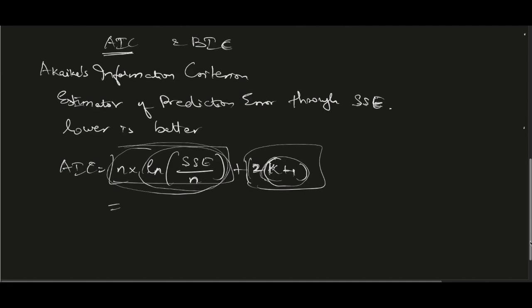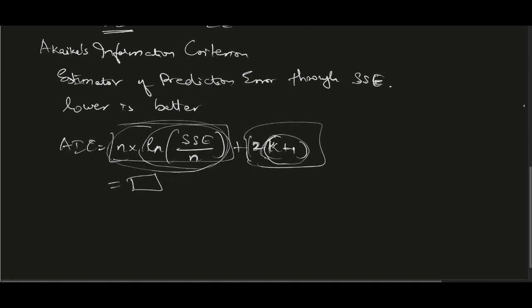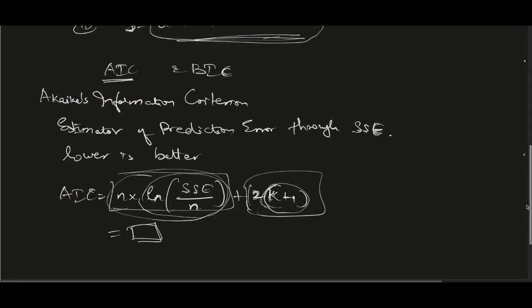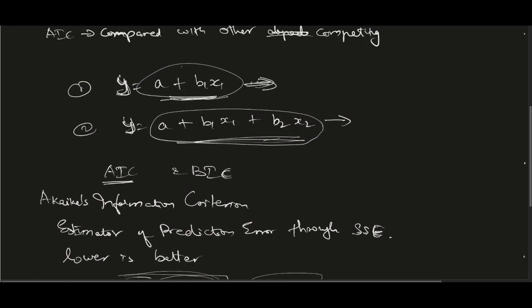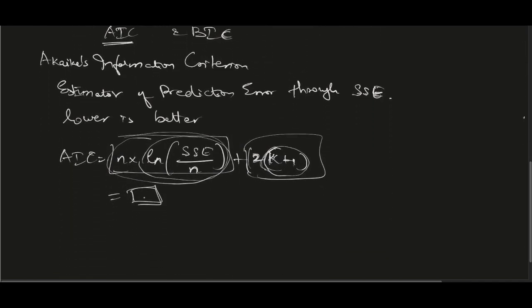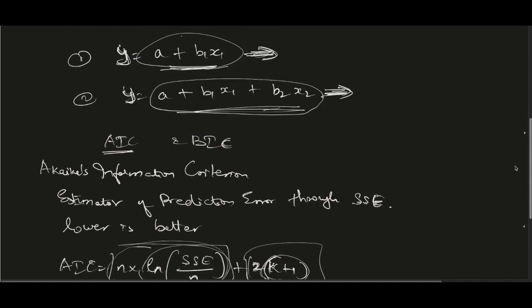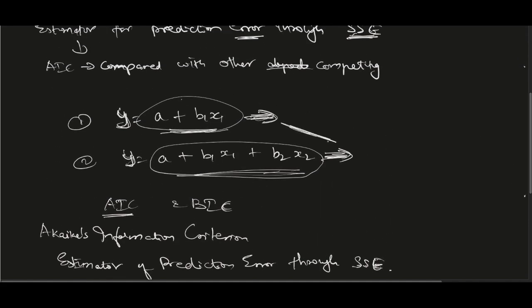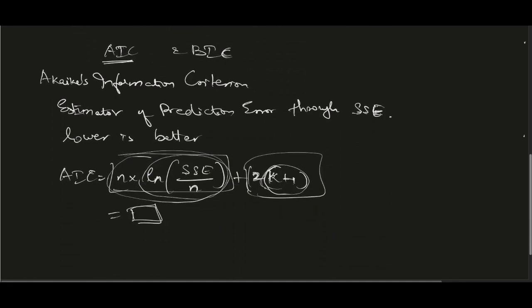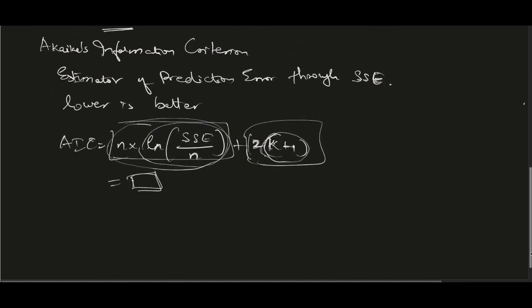Whatever number you get here, you will calculate for both the models. For the first one, taking its SSE, and for the second one, taking its SSE, and then whichever is the lower one, first or second, that model will give you a better forecast. So that is the use of AIC.